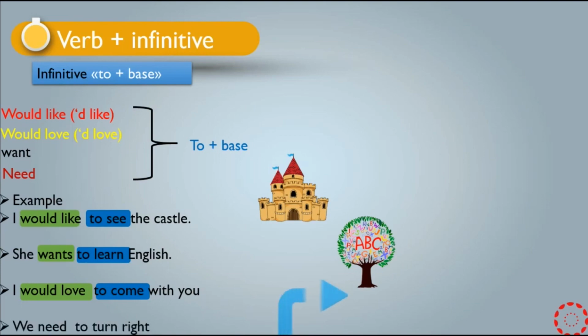We need to turn right. Which one is the verb? Need. And which one is the infinitive? To plus base, which is to plus turn. So you have to be careful. After to, we should have a verb which is base, without ing, ed, and past forms.